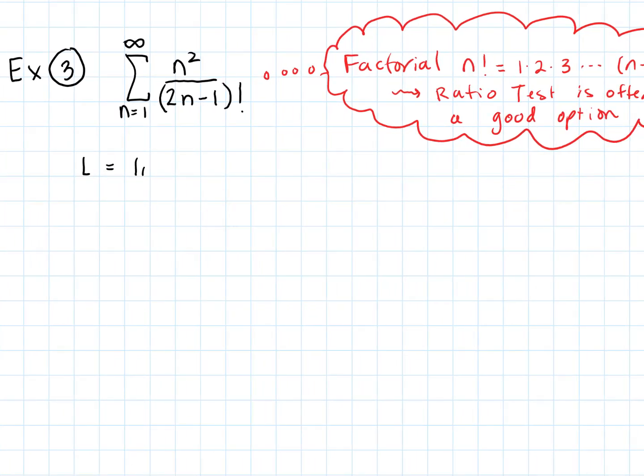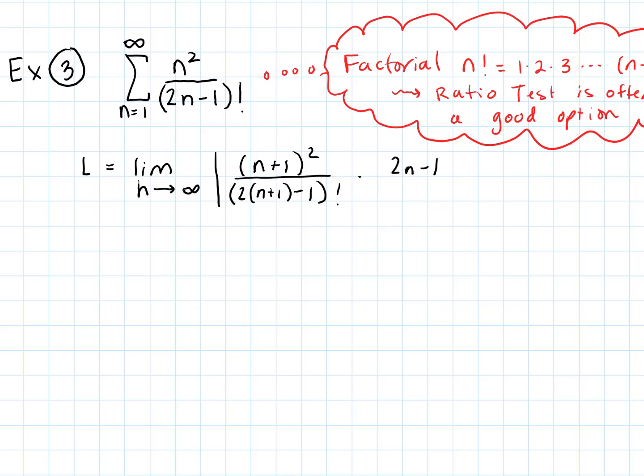L is going to be equal to the limit. In this case, it's n approaches infinity. So it's going to be the limit as n approaches infinity of the absolute value of n plus 1 squared over 2 times n plus 1 in parentheses minus 1 factorial times, and then we have just the original term, the nth term, 2n minus 1 factorial over n squared.